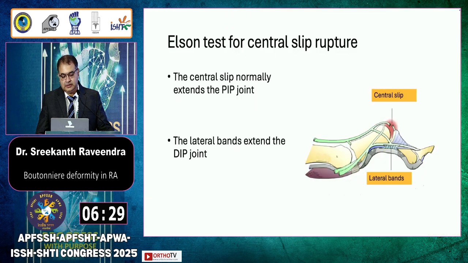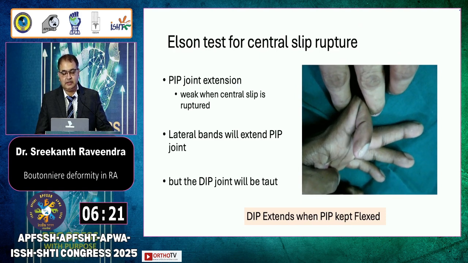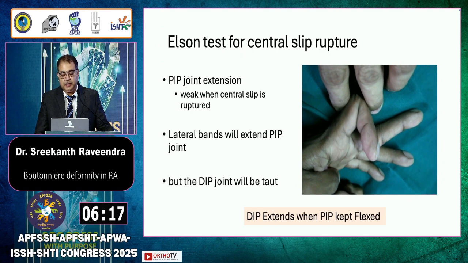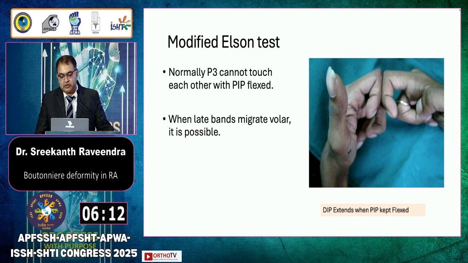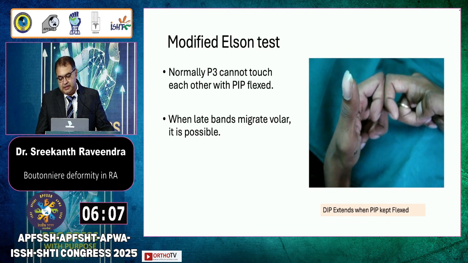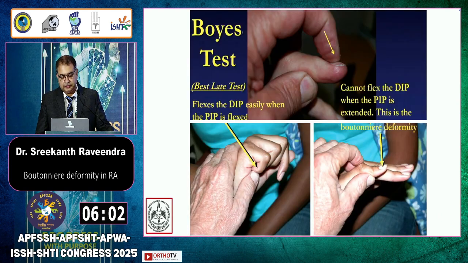Some other pictures. So how will you test it? There is Elson's test, which keeps the PIP joint in flexion and asks the patient to extend the DIP. Normally, we can't extend the DIP joint if the PIP is flexed. This patient can do it, and it can be done in another way. It's like a Shamrock test. You can see the left side, that finger is extending the DIP, keeping the PIP in flexion. And another is called the Boyes test, which flexes the DIP easily when the PIP is flexed.